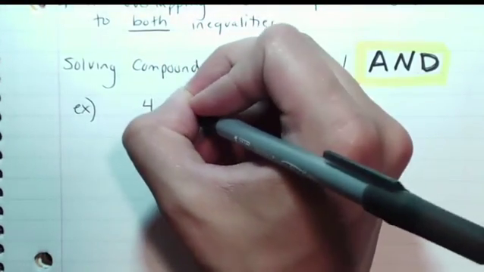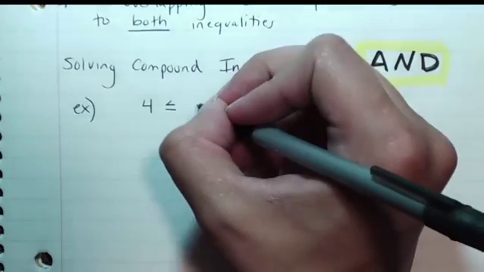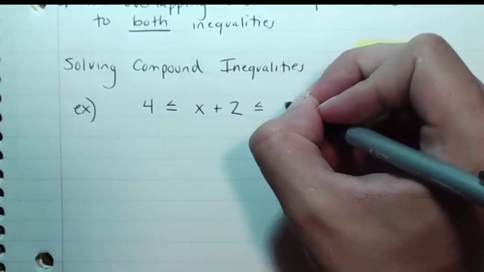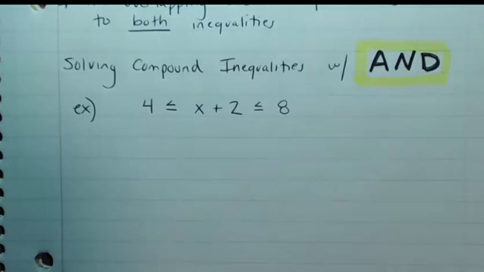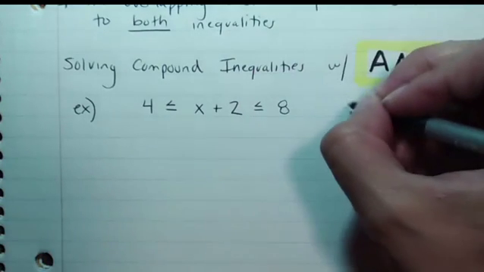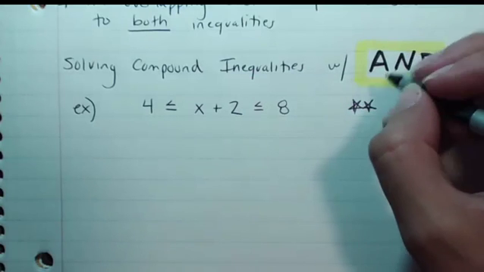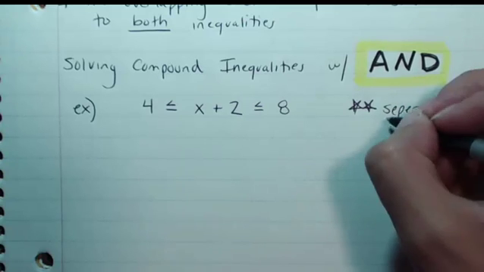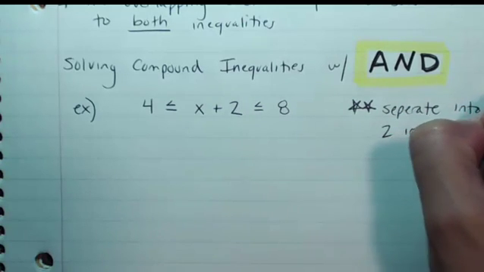So, let's try one together. Write this down: 4 is less than or equal to x plus 2, which is less than or equal to 8. So this is a compound inequality with the word and in it, because it looks similar to the one we just did. Now here's a helpful hint. We want to be able to graph this, which again, if we graph it, needs to be an inequality that's simplified all the way. So put a big star by this, or maybe 2 stars, because this is important. What we want to do is separate this into 2 inequalities.